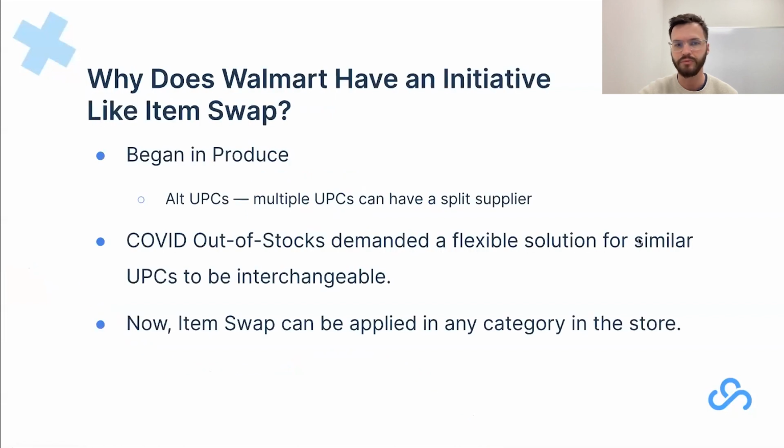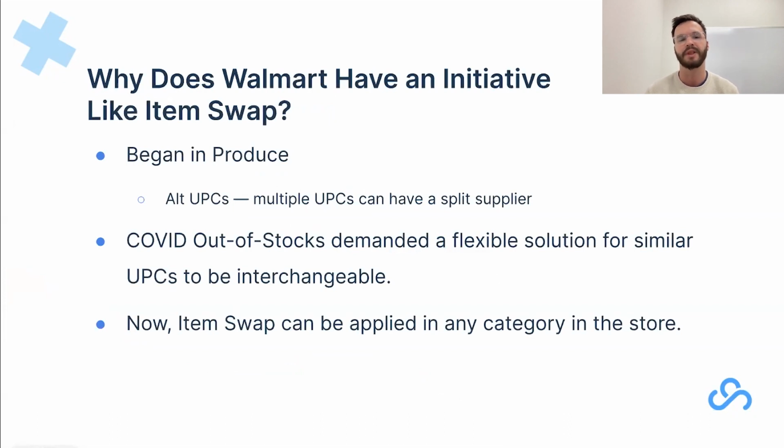Okay. So where did this come from? This began in produce. I believe it was strawberries that was the beginning impetus of item swap. And it involved alt UPCs. Multiple UPCs can have a split supplier.